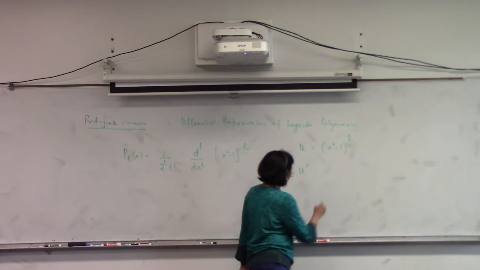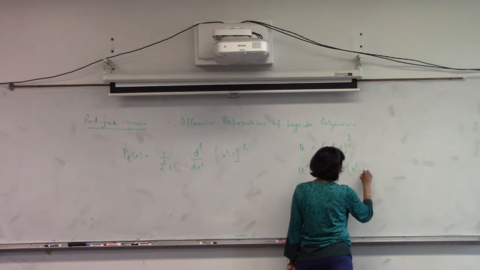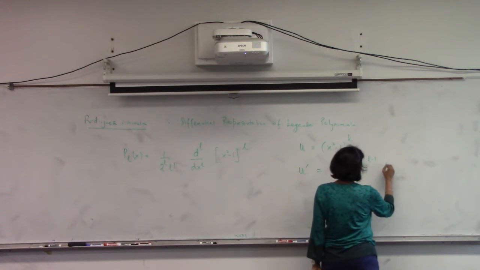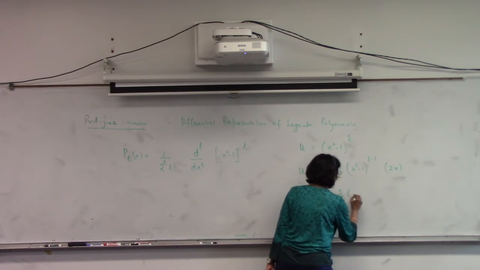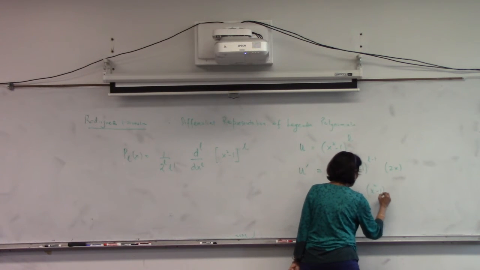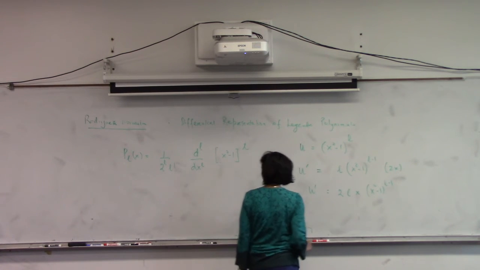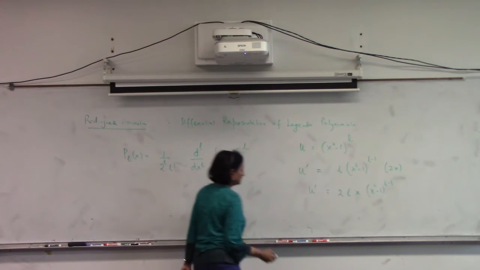The first derivative we want to take is what? l times (x squared minus 1) to the power l minus 1, times 2x. It's nothing but 2 l x times (x squared minus 1) to the power l minus 1. This is equal. And since I can write this as what?